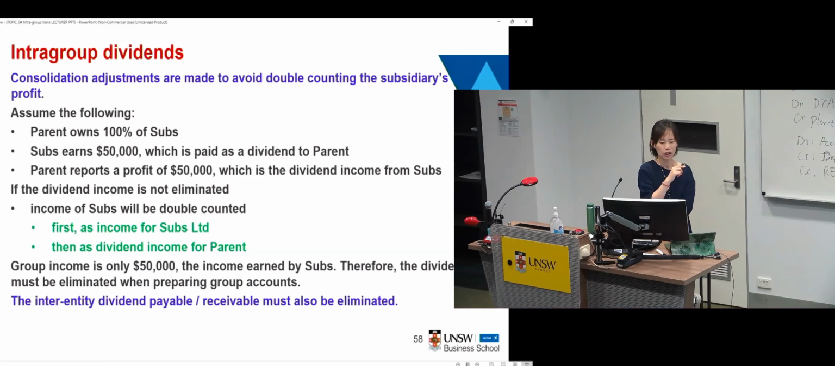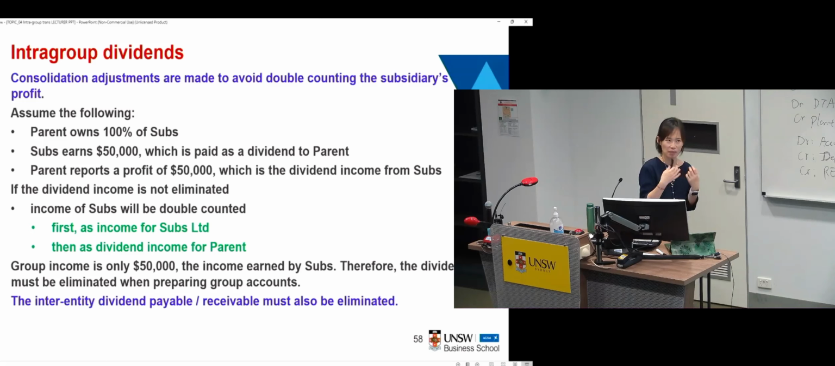We're going to look at intragroup dividend. Now, first of all, we have to identify what is intragroup dividend. If the dividend is paid by subsidiary and received by the parent company, recognized by the parent company as a dividend income. Now that is intragroup dividend, right? But what if the parent company paid or declared dividend? Is that intragroup dividend? No.